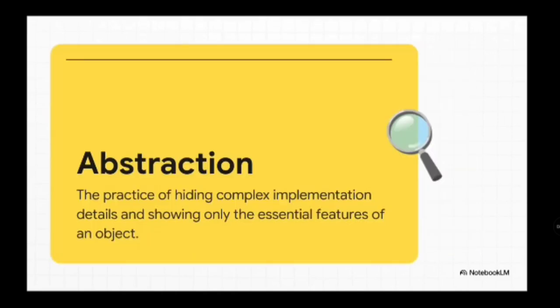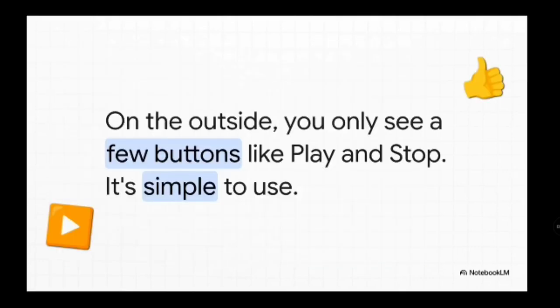So our second pillar is abstraction. Now, if encapsulation is about what we put inside the box, abstraction is all about what we show on the outside of the box. It's really the art of hiding all the messy, complicated details. I want you to think about an old DVD player. On the outside, what do you see? A super simple interface, right? You've got a play button, a stop button, an eject button. You know exactly what they do, and you don't need a user manual to figure it out.